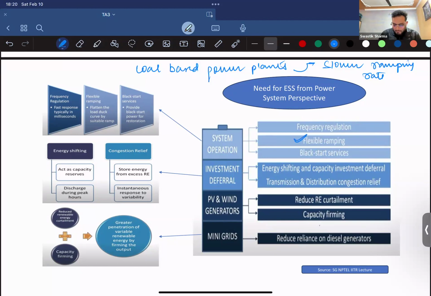So we discussed flexible ramping. You need to be able to adjust to the load curve so that your supply and demand balance is maintained fairly easily. Then you need frequency regulation.